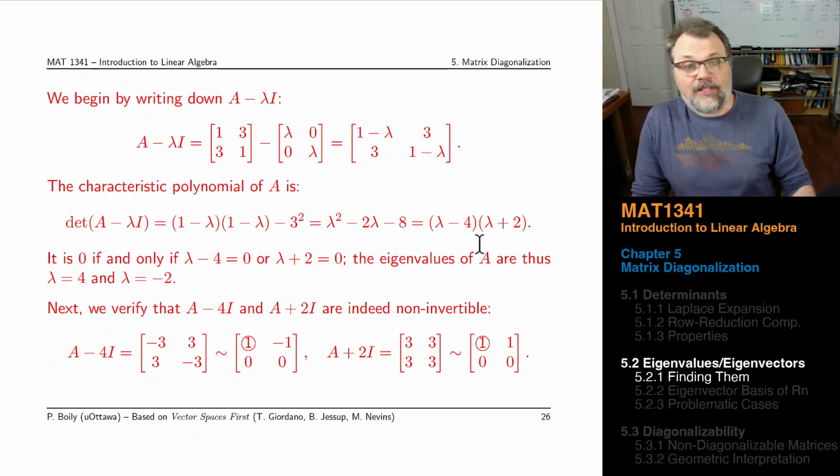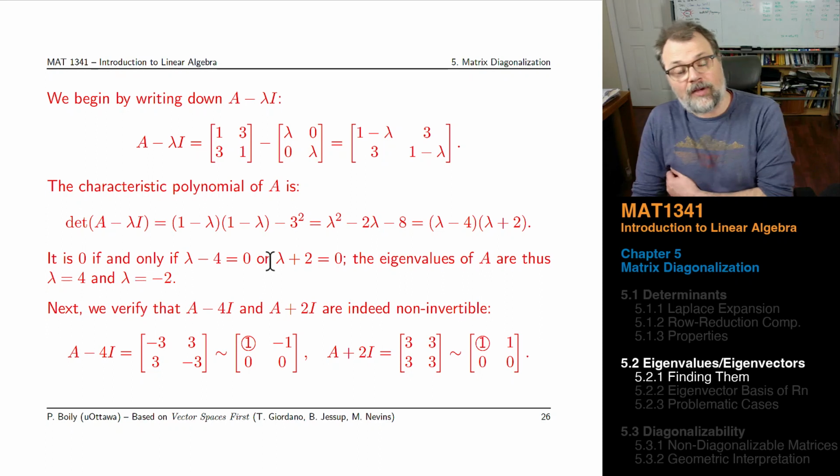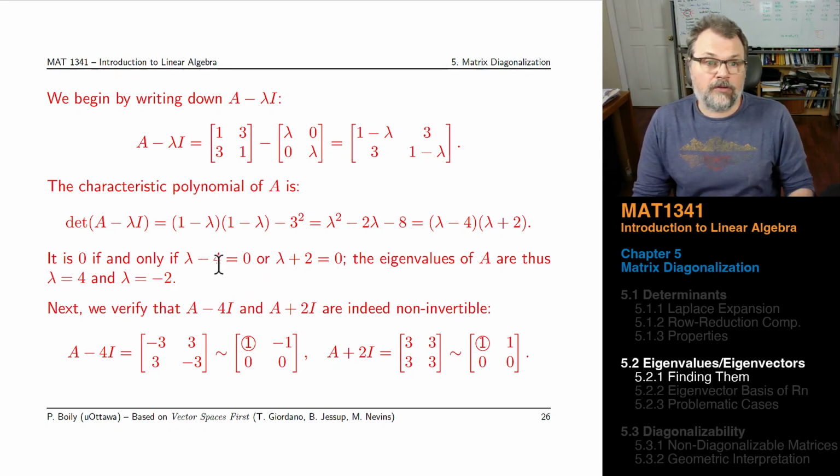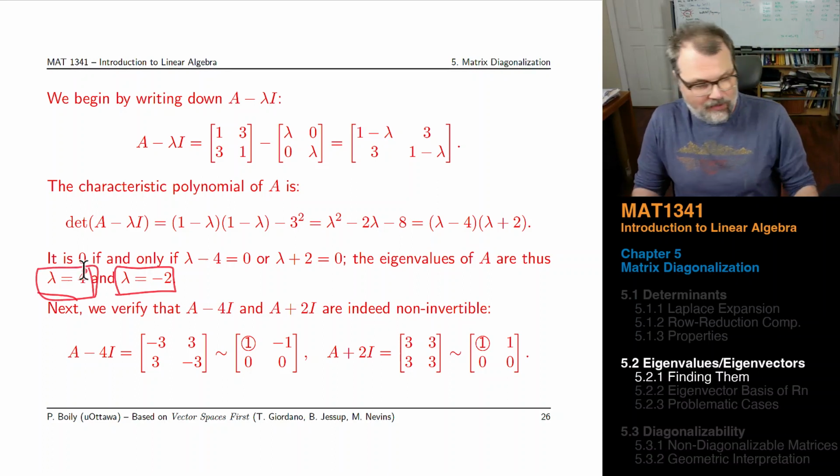Now this is going to be 0 if lambda minus 4 is 0 or if lambda plus 2 is 0. That's the factoring of lambda squared minus 2 lambda minus 8. So lambda minus 4 is 0 if and only if lambda is equal to 4, and lambda plus 2 is 0 if lambda is equal to minus 2. There are two possibilities. In a 2 by 2 matrix, you should get two eigenvalues.